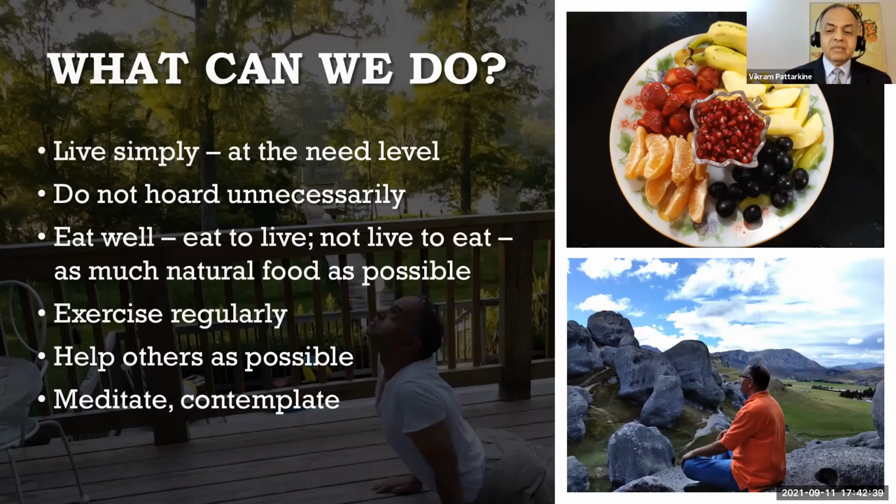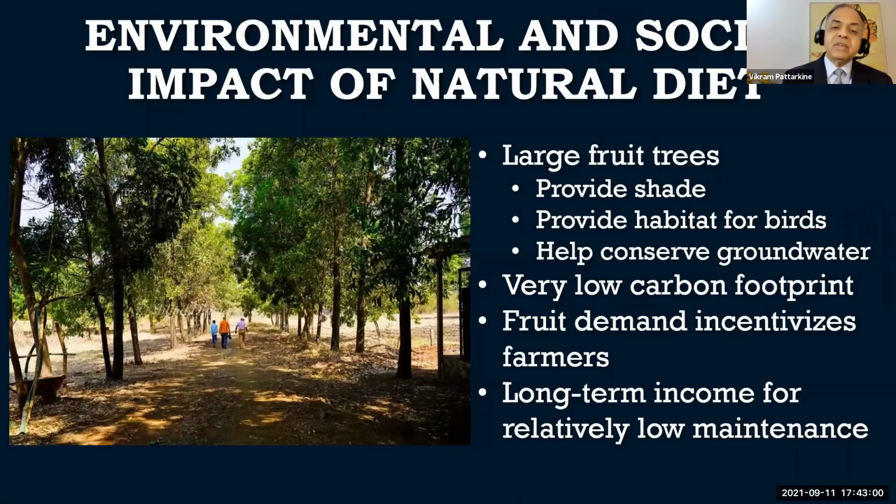We should exercise regularly. And we should help others as much as possible, because joy comes not from being selfish; true joy comes from being selfless, from being helpful to other people. We should meditate and contemplate like we are doing right now. If we live in this manner, what will be the environmental and social impact?